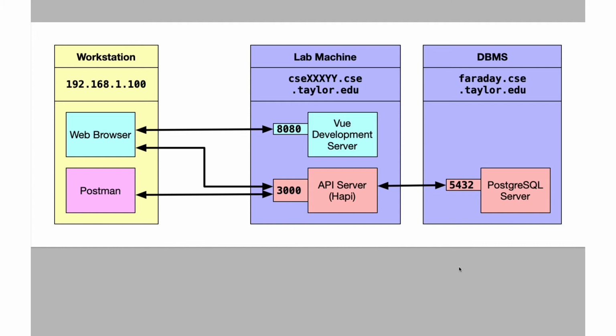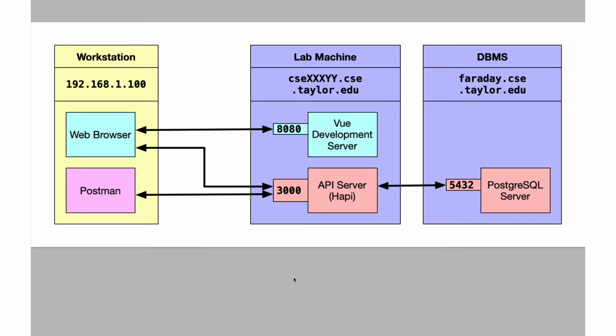So you're going to run a program variously called SSH. On Windows, one of the clients is called PuTTY. But you need something on your local workstation that's going to let you remotely log in over SSH to that lab machine. Once you've done that, you can then, over on the lab machine, start up the Vue development server, the UI watch target, and the API server, the API watch target.